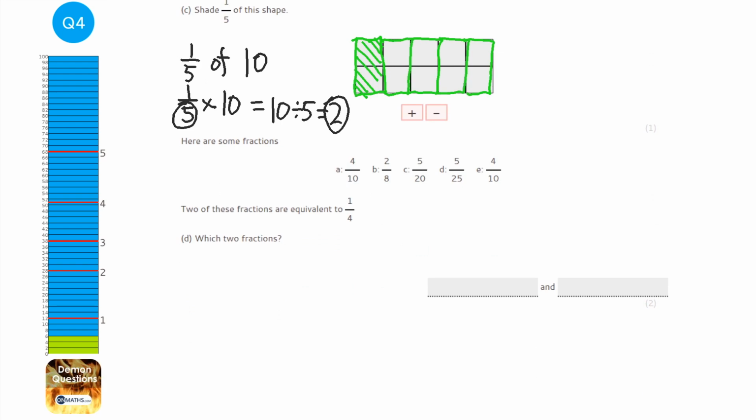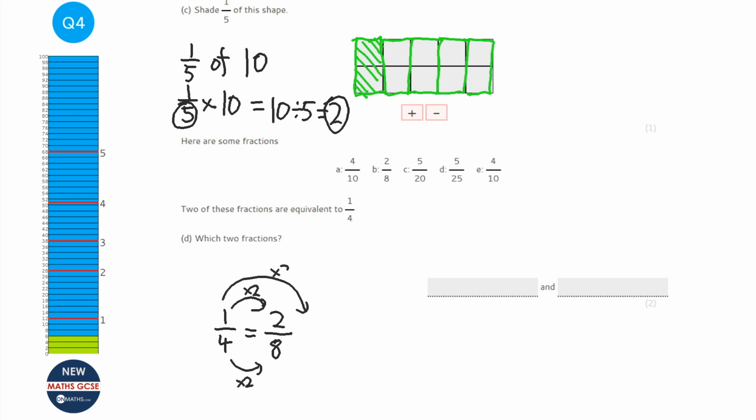And the last question says, write down the fractions there that are equivalent to a quarter. Well, a nice easy way of starting this question off is just write down things that are equivalent to a quarter. So what I'm going to do is I'm going to times top and bottom of this fraction by 2. So 2/8. So I've times them by 2. Then I'm going to times them by 3. So it would be 3/12.